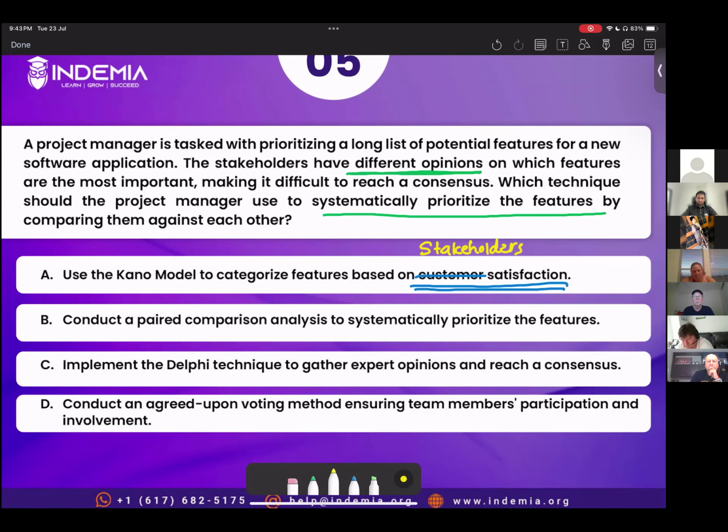Okay, so Manmeet, if I change the word customer to stakeholders, then what are your thoughts? So I have changed it: use the Kano model to categorize features based on stakeholders' satisfaction. Then it's all about stakeholder satisfaction. If the question says stakeholders have different opinions on which features are most important, making it difficult to reach consensus.